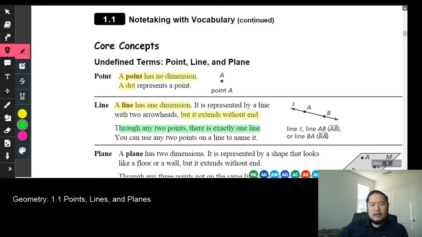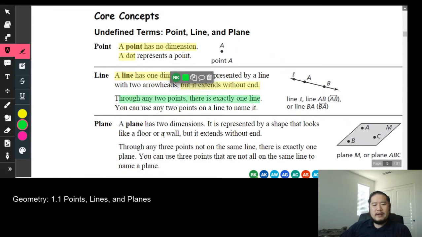We could also name it by using an arrowhead. So I used the 2 points A and B right here, and you can see that there is an arrowhead above it. And so that represents line AB or line BA. All right, so those are three different ways for us to actually name a line.